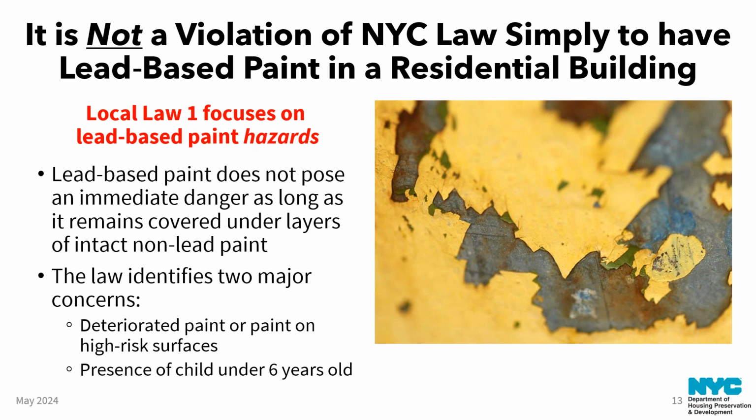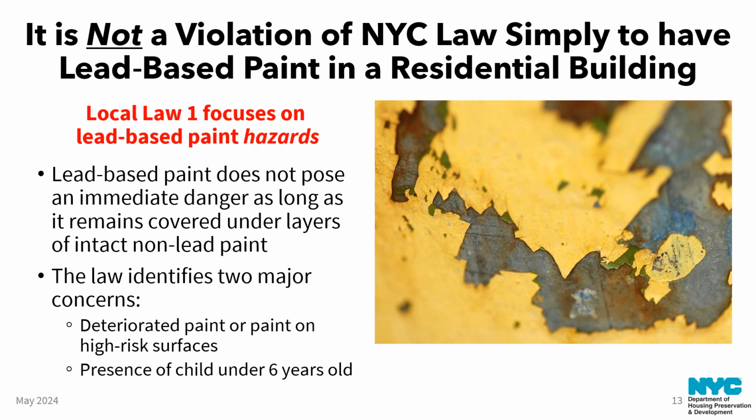And so the two major concerns that you're going to see in Local Law 1 are paint that is deteriorated, such as the picture that we see here. That's obviously paint that is chipping, peeling, and getting into the environment where a child can ingest it, or paint on high-risk surfaces. Examples of high-risk surfaces are the parts of doors and windows that rub against each other, which are called door and window friction surfaces. This rubbing is creating microscopic dust that is still getting into the apartment, and that can also cause a hazard to a child, even though you may not be able to see that dust with your bare eyes.